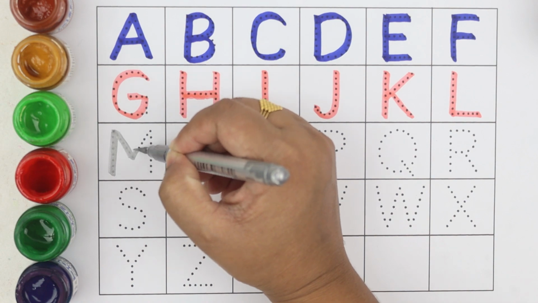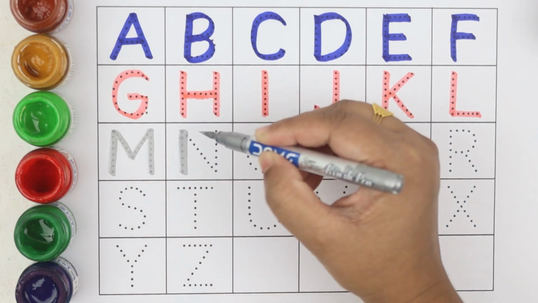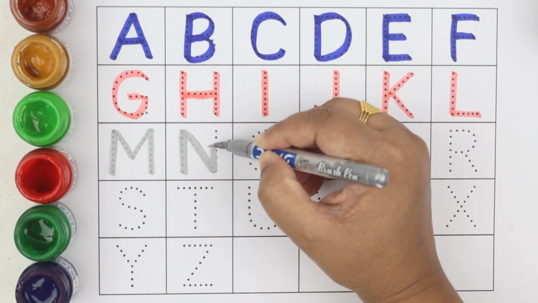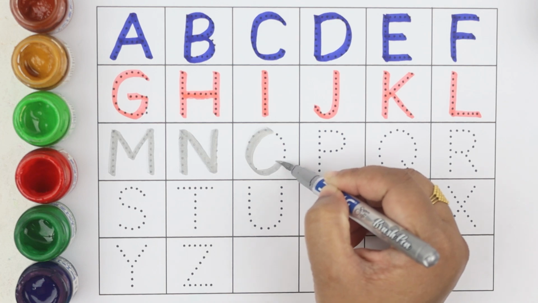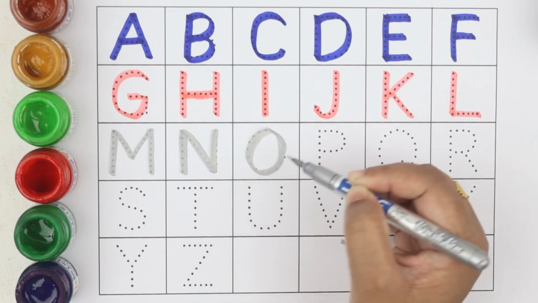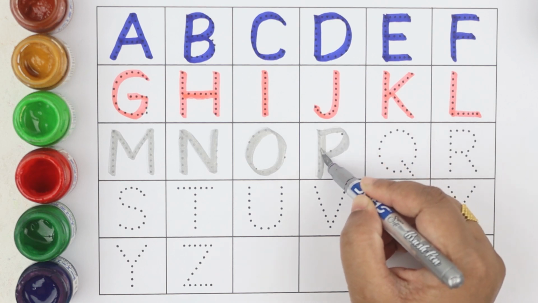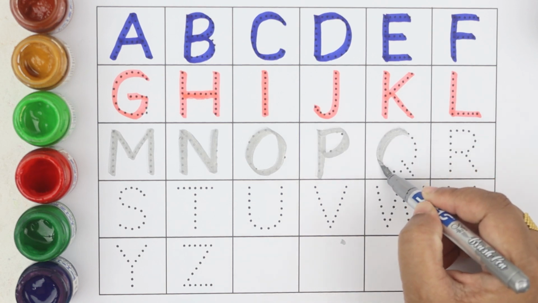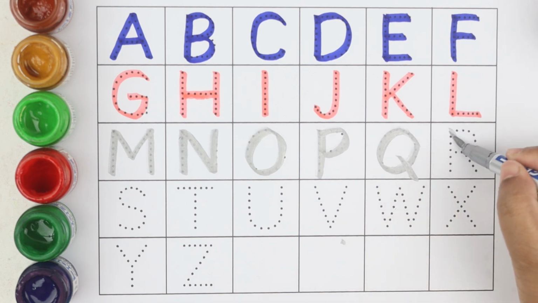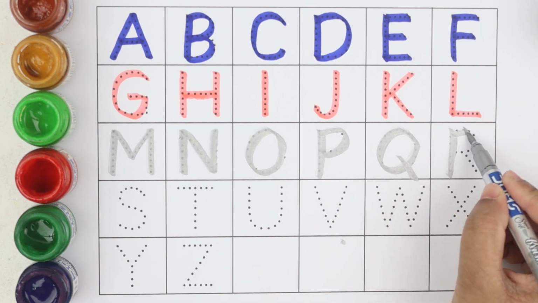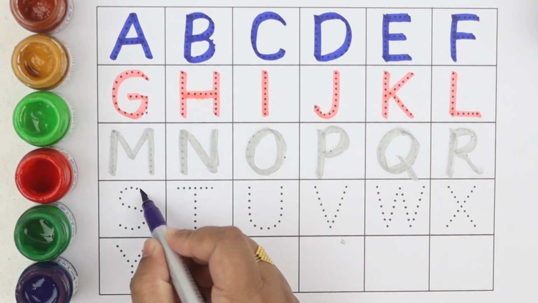M for man. N for nice. O for orange. P for pen. Q for queen. R for ring. Purple color.